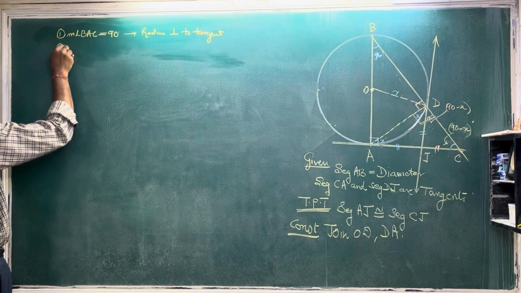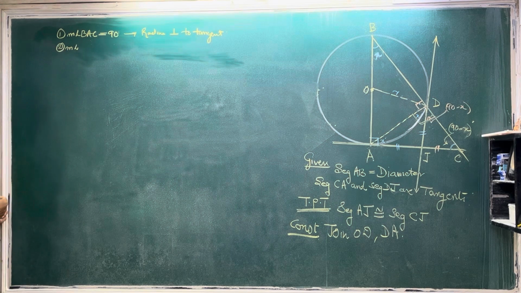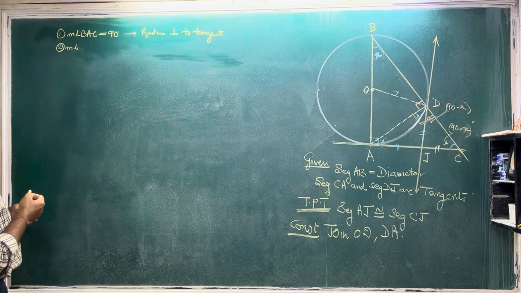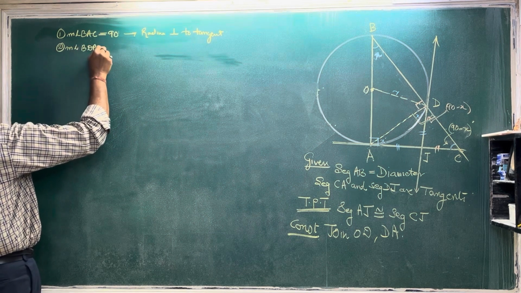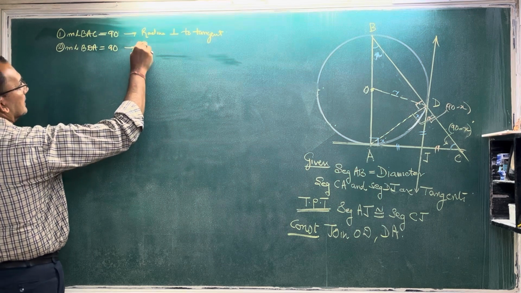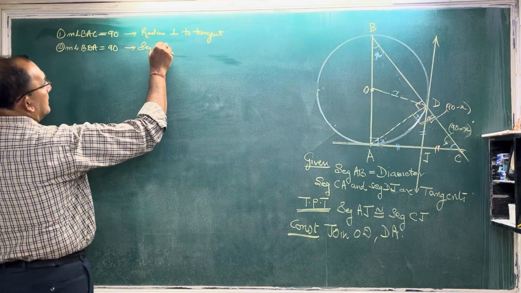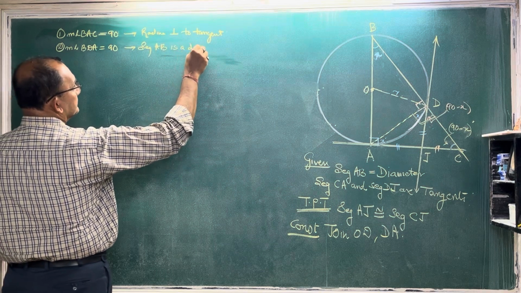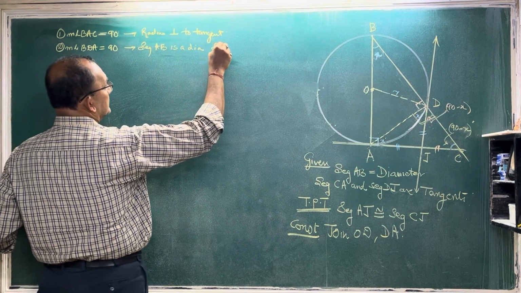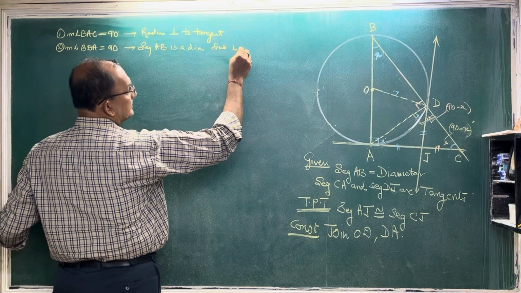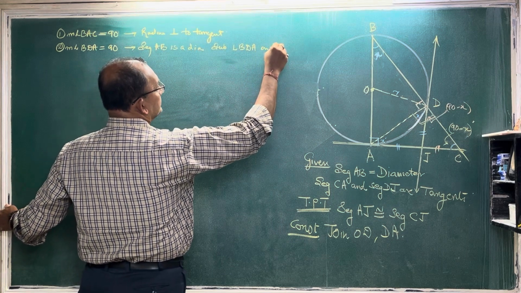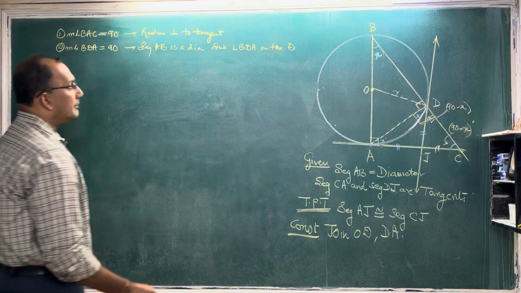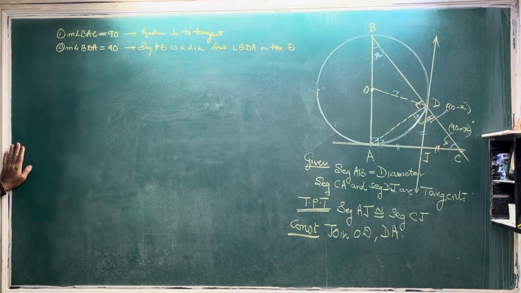Now, measure angle BDA is equal to 90 because Seg AB is a diameter, which subtends angle BDA on the circle. That is the diameter property. Seg AB is a diameter which subtends angle BDA on the circle.